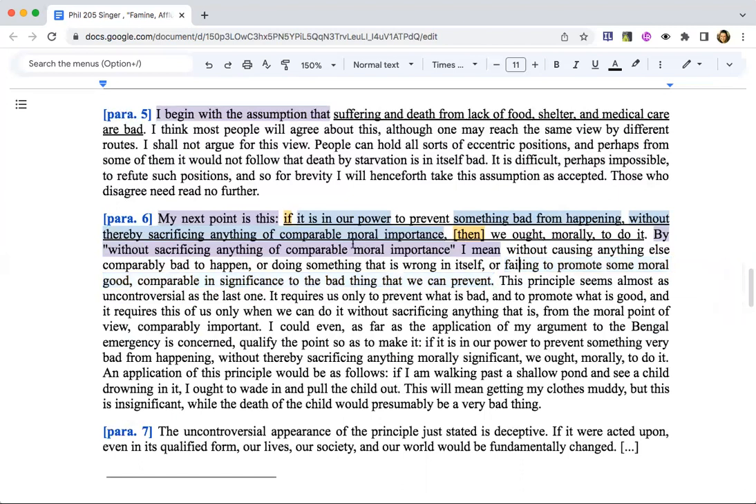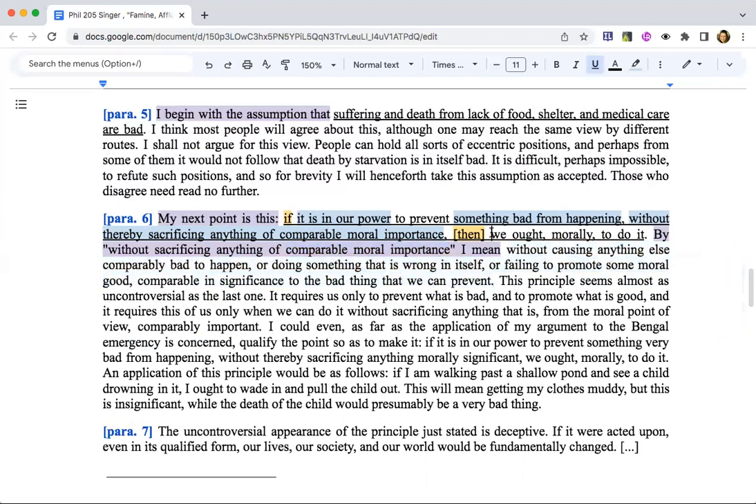So this is about what's required. It doesn't say you can't sacrifice things that are morally important. It says it's not required. So if you would have to sacrifice a great deal of time and money that is of comparable importance, at least given the phrasing of the principle, all it says is it's not required of you. Okay, so that's what the principle means.